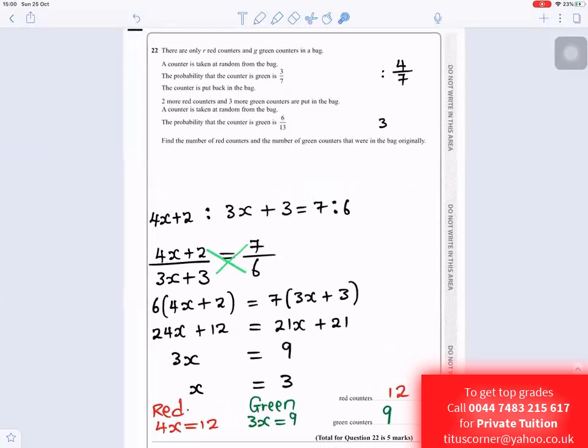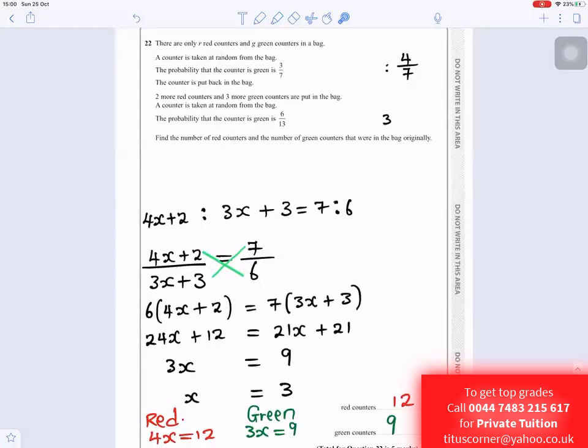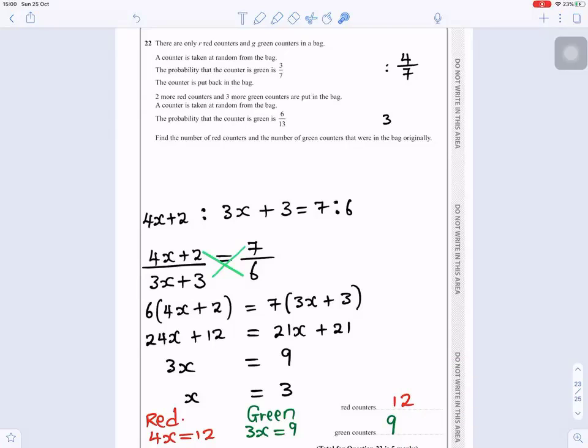Question number 22. There are only R red counters and G green counters in the bag. A counter is taken at random from the bag. The probability that the counter is green is 3/7. That means 3 green counters and 4 red counters. The counter is put back in the bag. 2 more red counters and 3 more green counters are put in the bag. So 2 more red and 3 more green are put in the bag.